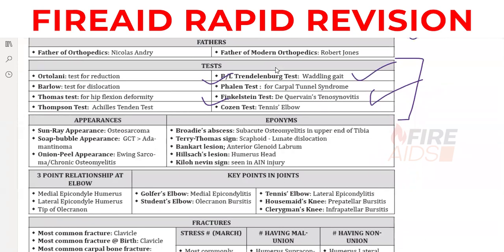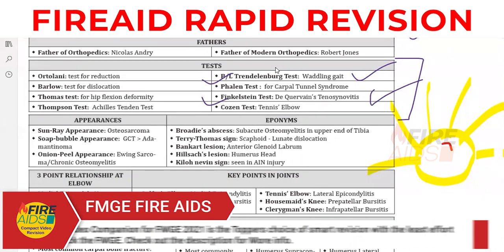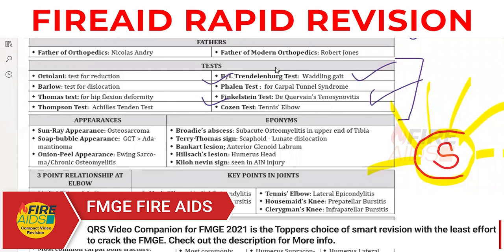Then the next is appearances. These appearances are very important for your orthopedics MCQ. The first one is sun ray appearance. Sun ray appearance is osteosarcoma. I want you to remember it like a sun ray. Imagine this is a sun, and this is sun rays, as well as I can draw. So you have to remember osteosarcoma. Sun is S, I just put an S here. It looks like an O. So sun ray appearance is osteosarcoma.